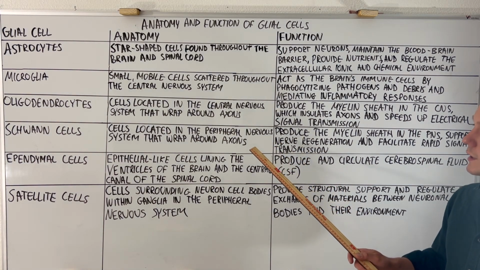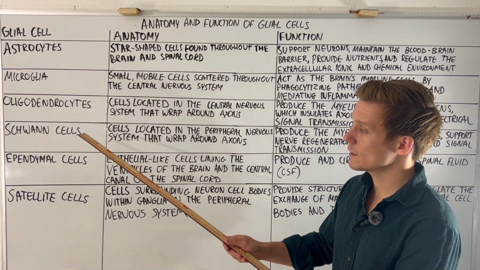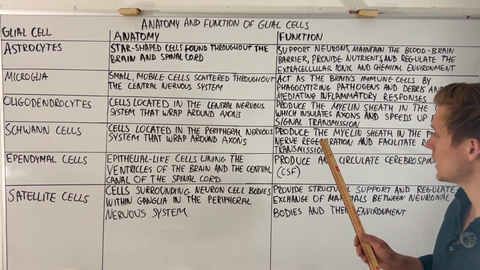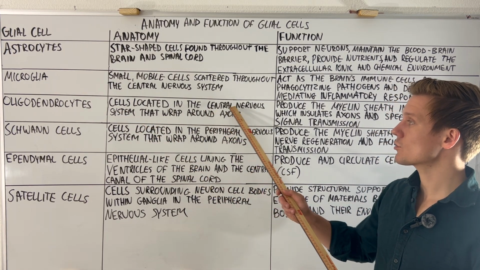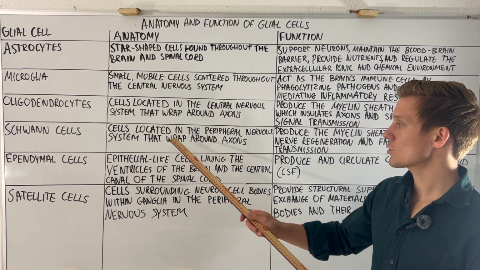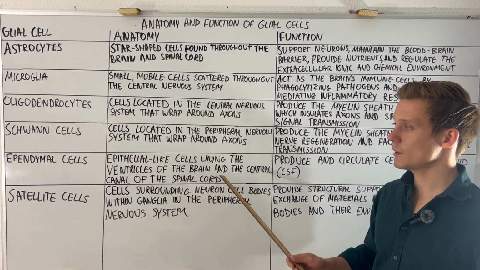So an important thing to keep in mind is that while both oligodendrocytes and Schwann cells produce the myelin sheath, the oligodendrocytes relate to the central nervous system, whereas Schwann cells are related to the peripheral nervous system.